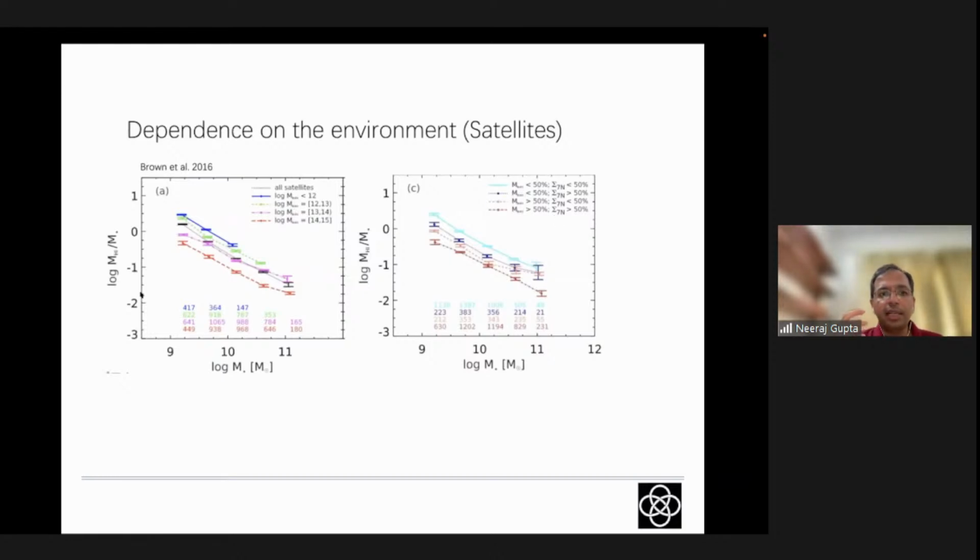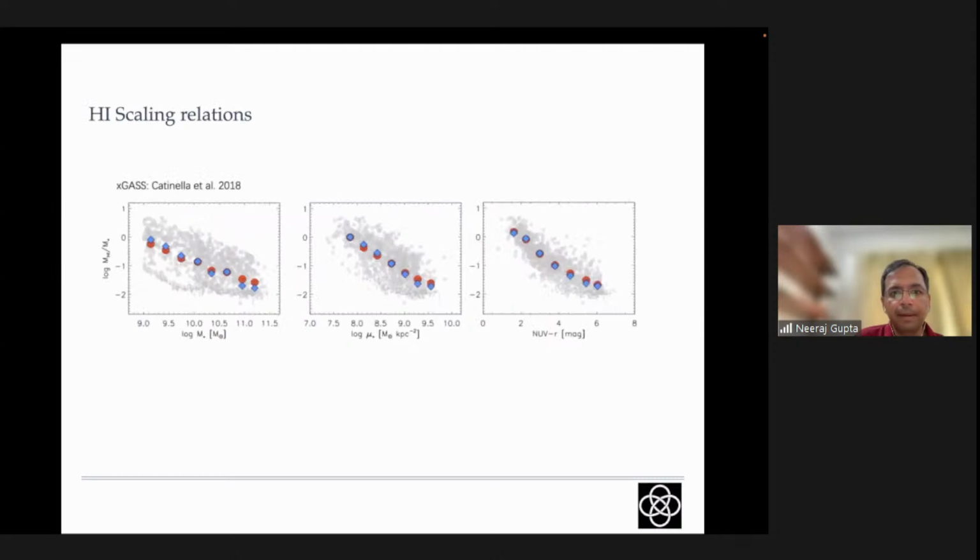And what is found is that the halo mass actually plays a much more important role than the environment, at least in this case. So galaxies which are in much more massive halos have much less M_HI by M_star, the HI gas mass fraction, right? So this is how, in a generic sense, people are trying to understand how HI properties of galaxies change with environment and other properties.